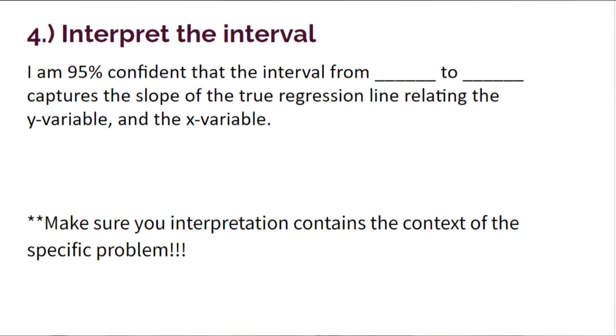And then the fourth step is to interpret your interval. This is where we say I'm 95% confident that the interval from blank to blank, that's the beginning and the end of your interval, captures the true slope of the true regression line relating your y variable to your x variable. And of course, when you actually write this for a specific problem, you're going to fill in the context. You're not going to leave it generic saying just x and y.